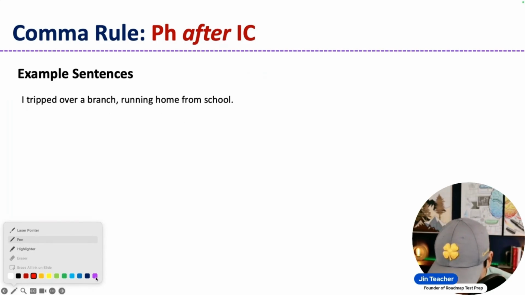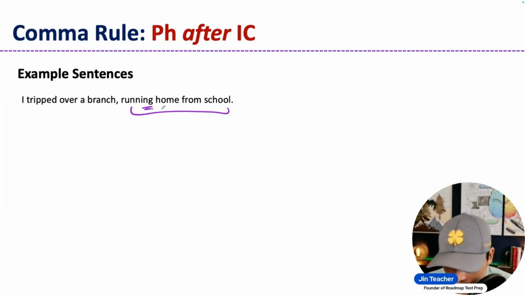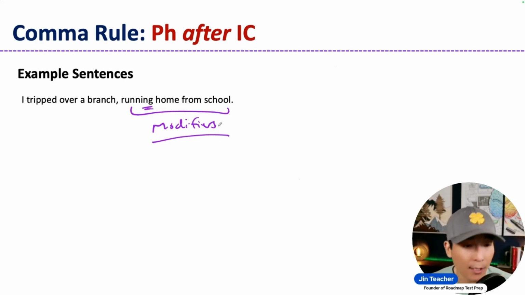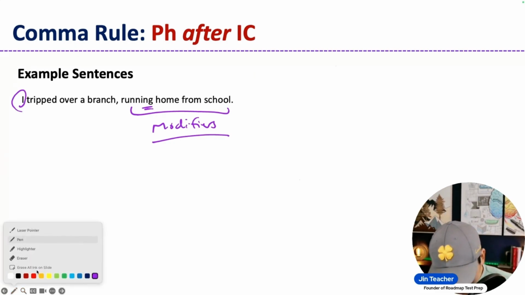So here we have this ing phrase. Ing words are called participles, but more specifically, present participles. So this is a present participle phrase. Now, present participle phrases act like modifiers. Let me ask you this question: who was running home from school? If you just read the sentence and think to yourself logically, you would say, oh, it was I. I was the one who was running home from school. You would all see that.